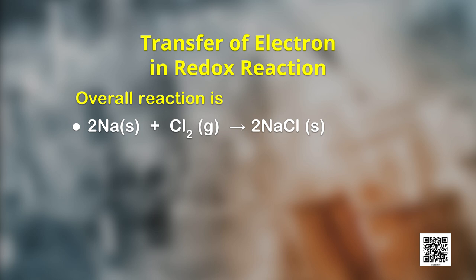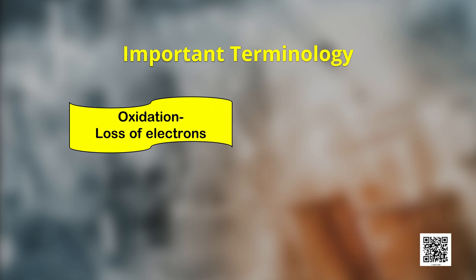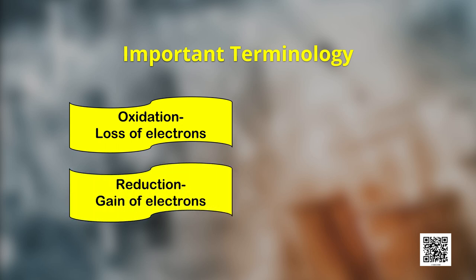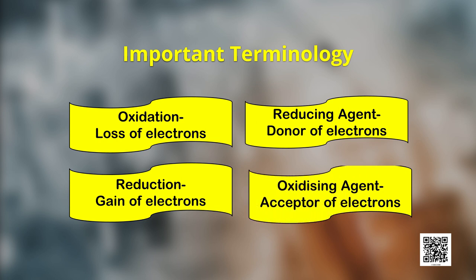2 moles of sodium in solid state join with 1 mole of chlorine gas and give 2 moles of sodium chloride in solid state. This reaction suggests that half reactions that involve loss of electrons are called oxidation reactions. Similarly, the half reactions that involve gain of electrons are called reduction reactions. In these reactions, sodium, which is oxidized, acts as a reducing agent because it donates electrons to each of the elements interacting with it and thus helps in reducing them. Chlorine, oxygen, and sulfur are reduced and act as oxidizing agents because these accept electrons from sodium.